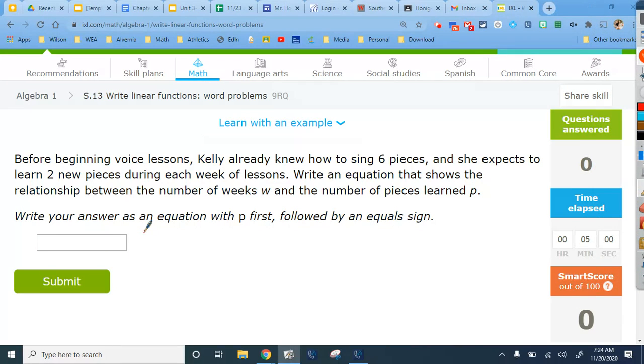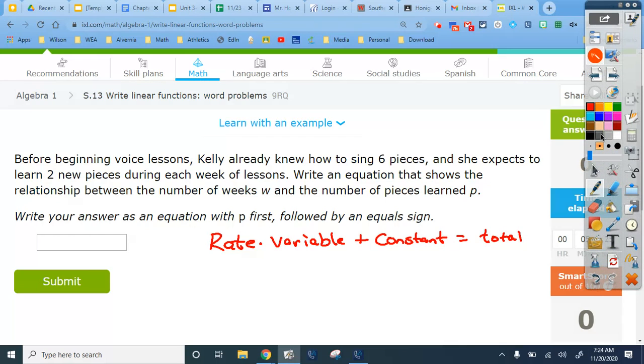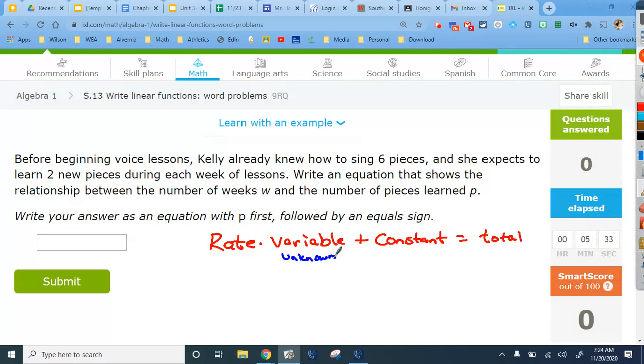Okay? So if we recall how to actually write functions from any word problem, we take this from its structure. Functions, word problems, and equations all have that same structure, generally speaking, where we have our rate times our variable, or our unknown, plus our constant, and that's going to equal our total. Okay? So if you recall, we said the variable is what we don't know, what we're solving for, our unknown. The constant is something that we could already have or already have done.